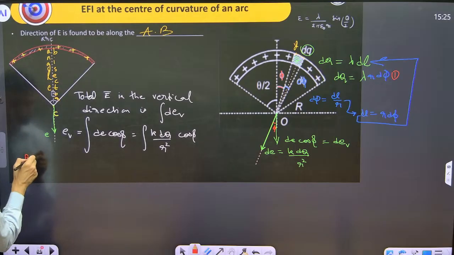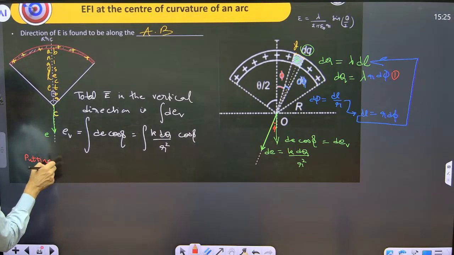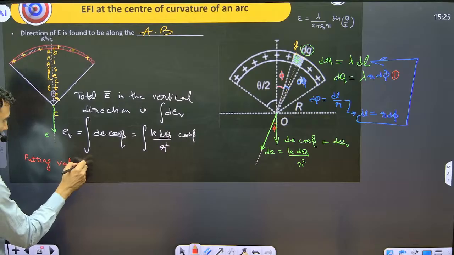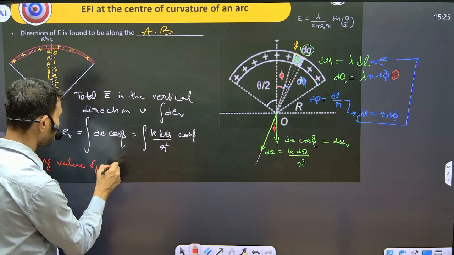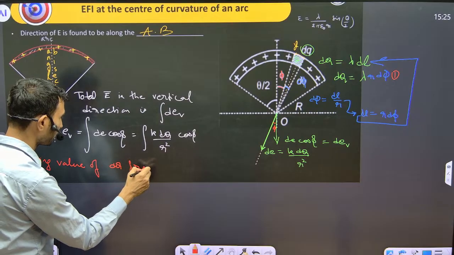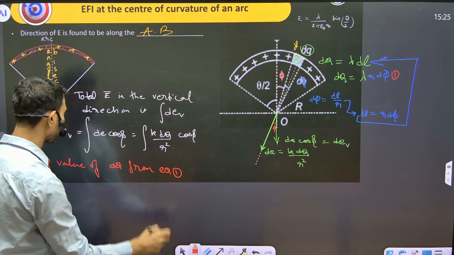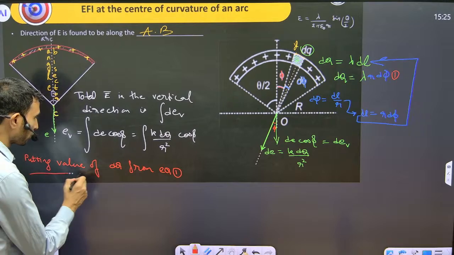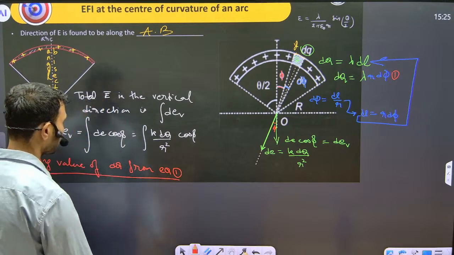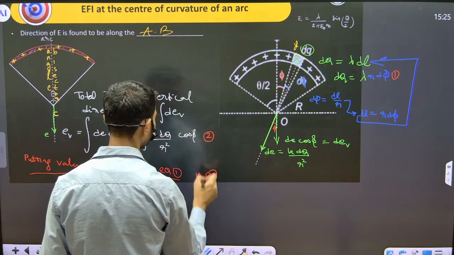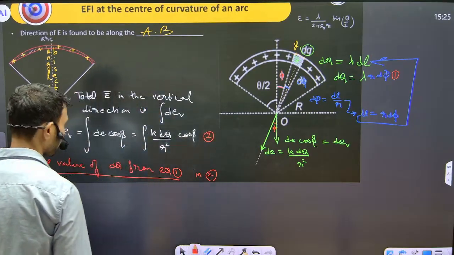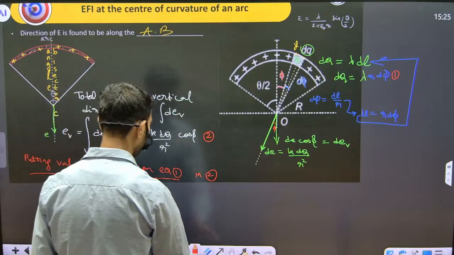I can write, putting value of dq from equation number 1 in equation number 2. Let's call this equation number 2, right? And that should give me the value of Ev.